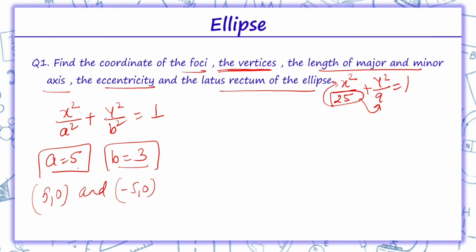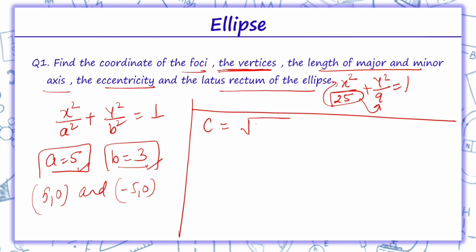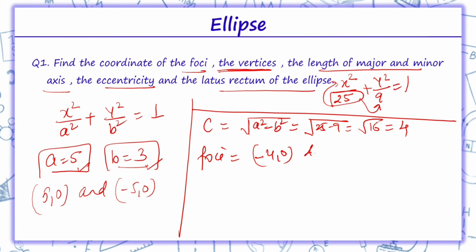Now we know the relation between c, a and b. c is equal to the square root of a square minus b square, which is 25 minus 9, which is the square root of 16, and thus it will be 4. So the coordinates of the foci, because it is lying on the x axis, will be minus 4, 0 and 4, 0. The vertices will be minus 5, 0 and 5, 0.